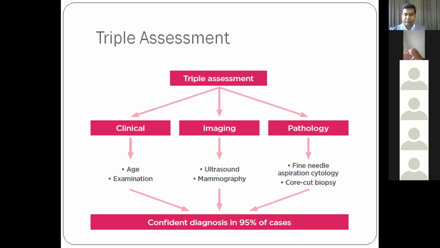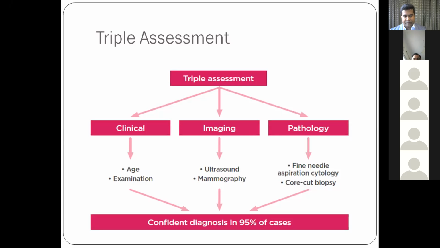Once you're done with the clinical examination, the next important thing is what you are going to do to find out what that breast lesion or breast lump is. That is where the role of triple assessment comes. Triple assessment basically means clinical examination, proper clinical examination, imaging, and pathology.